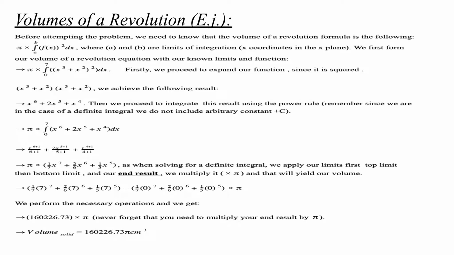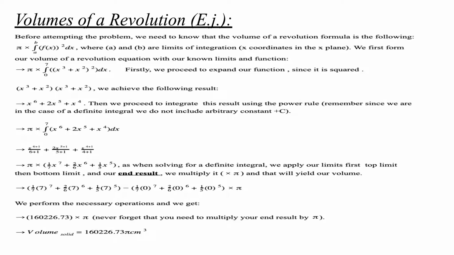After we have integrated the function, we do not multiply the integrated function by pi yet. Firstly, we apply our limits, first top limit, then bottom limit, and our end result we multiply by pi, and that will yield a volume. After performing the necessary operations with the limits and the subtractions, we obtain that our end result is 160,226.73. That result we multiply by pi.